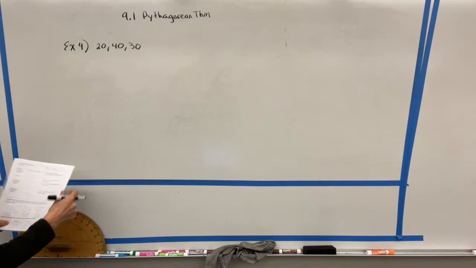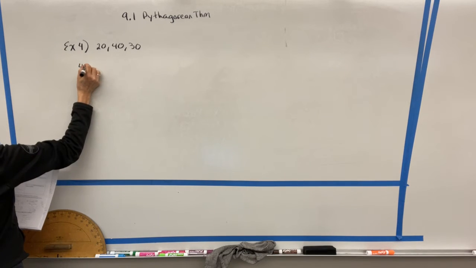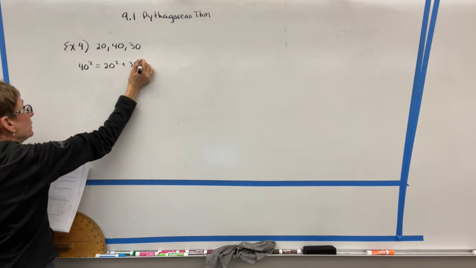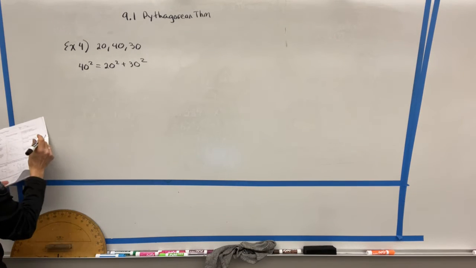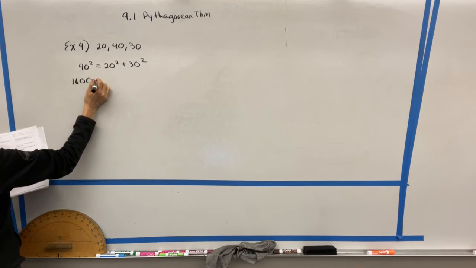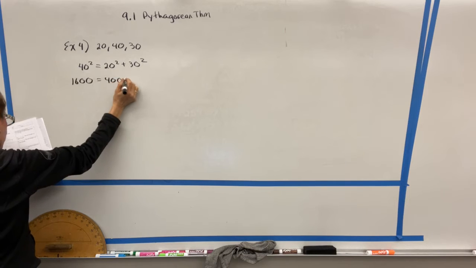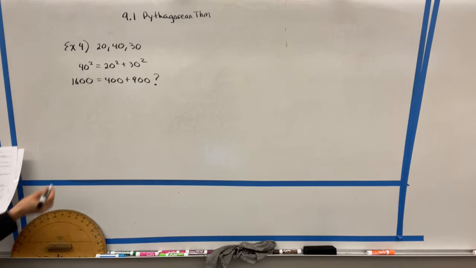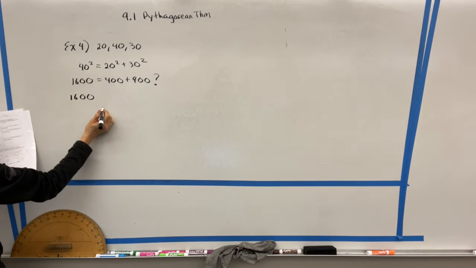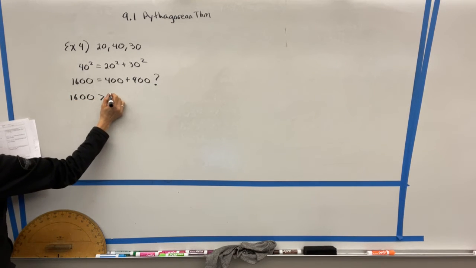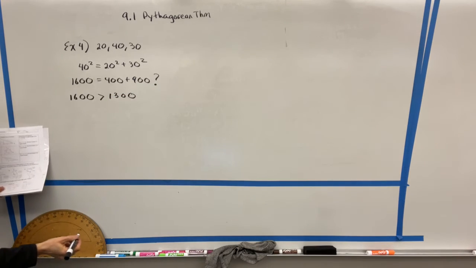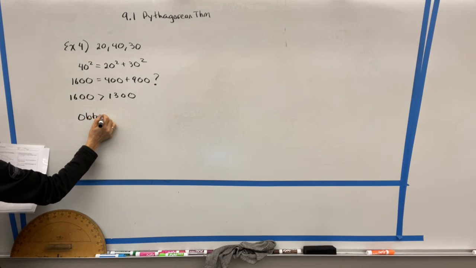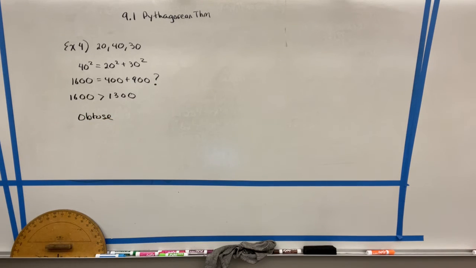Now, to see what kind of triangle I have, I square the biggest one, put it on its own on the left, and I square the other 2 and put them on the right. So I would have 1600 is equal to 400 plus 900. And this is what I'm asking myself: is this true? Well, when we do this, we can see that 1600 is actually bigger than 1300. So since 1600 is bigger than 1300, this would be an obtuse triangle.